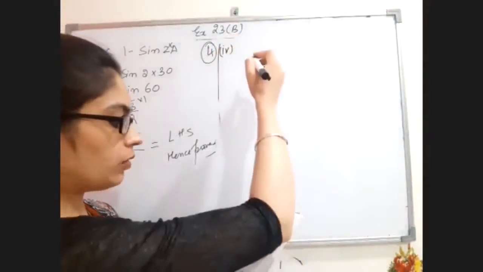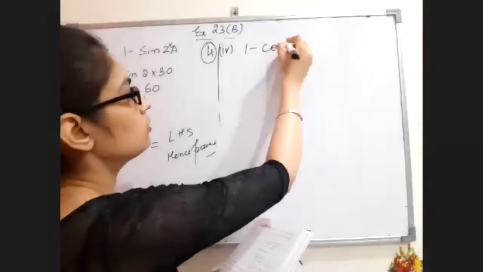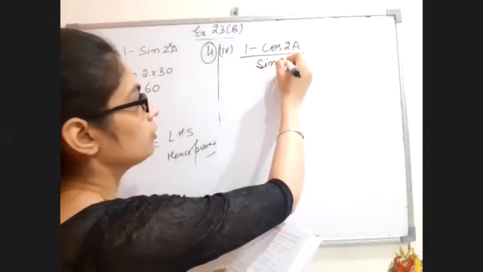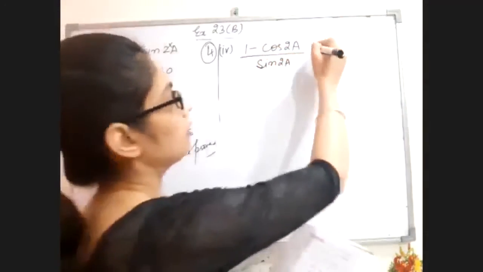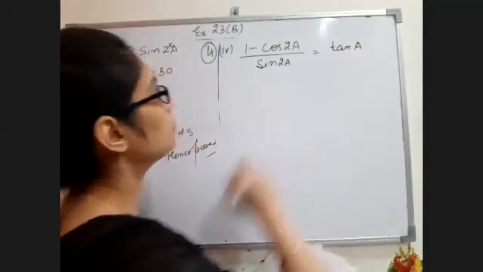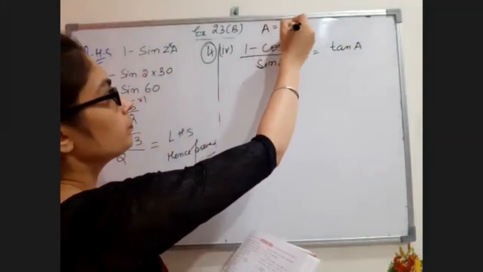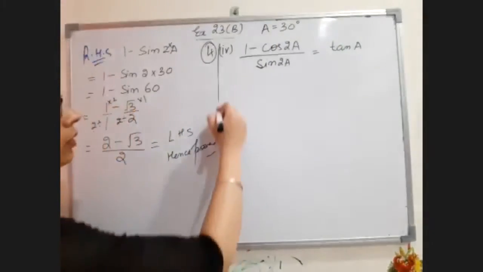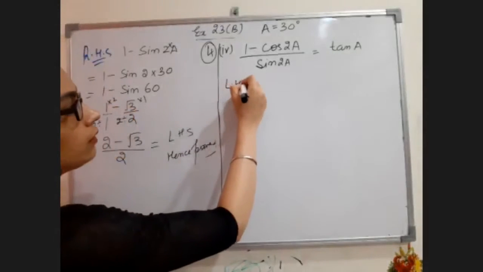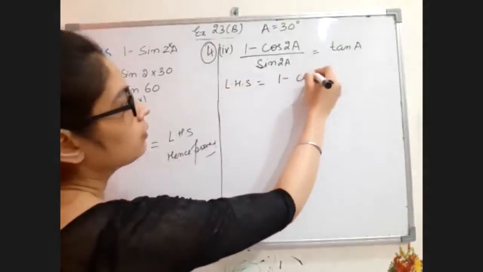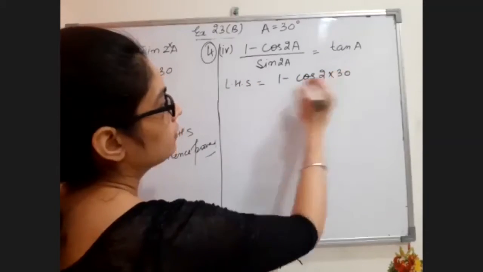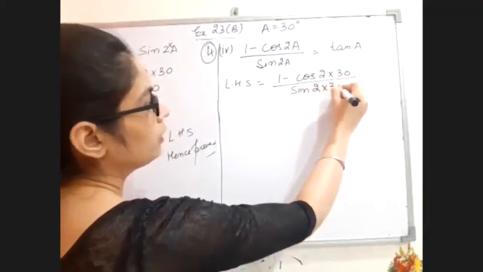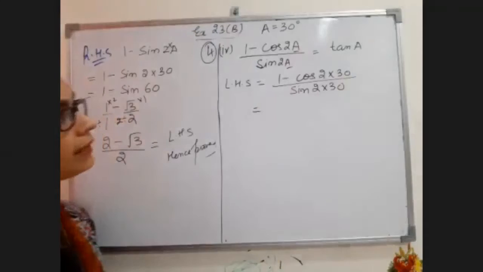Fourth is (1 minus cos 2A) by sin 2A, which is equal to tan A. Is the statement correct? Yes, ma'am. Value of A is 30. Again, we just have to substitute. From the left hand side, we can start. 1 minus cos (2 into 30) by sin (2 into 30). In place of A, we have substituted its value as 30.